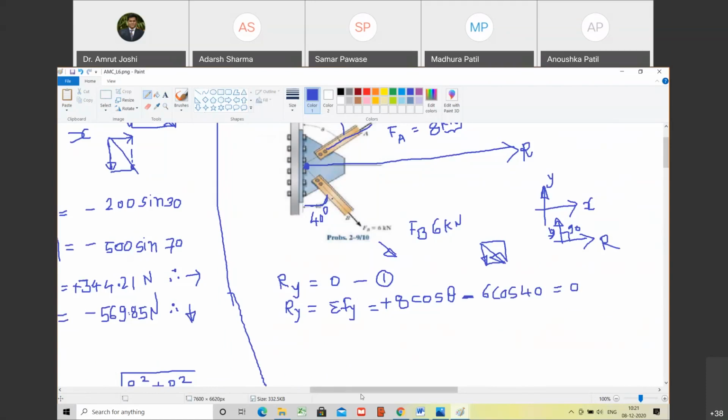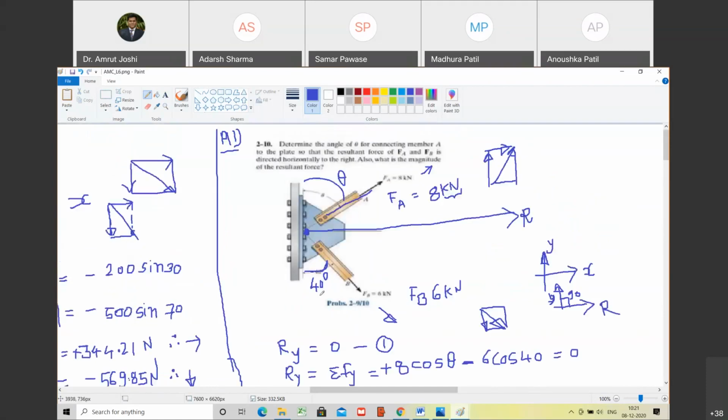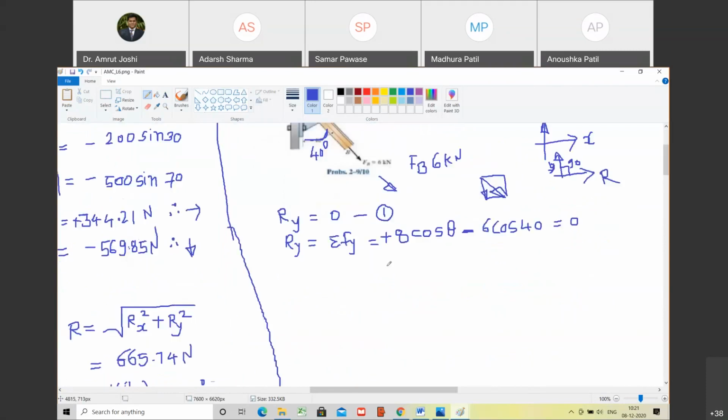Yes, sir. Why should it be 0? Because I want Ry to be 0. Why do I want Ry to be 0? Because I want the resultant to be horizontal, resultant along x. Fine. So now solve this. You can tell me what is the value of theta. Put your calculator in degree mode. Tell me what is theta.